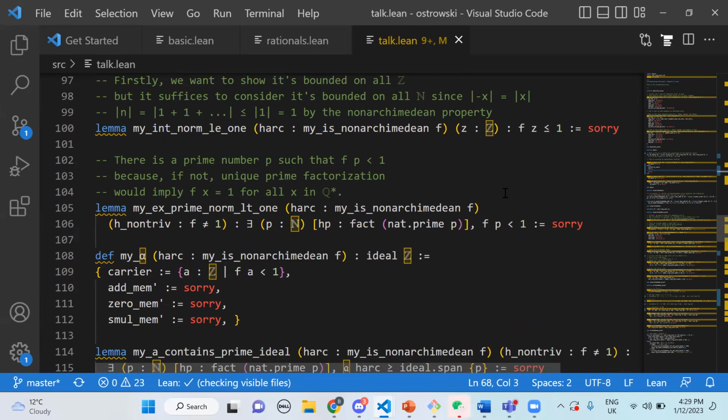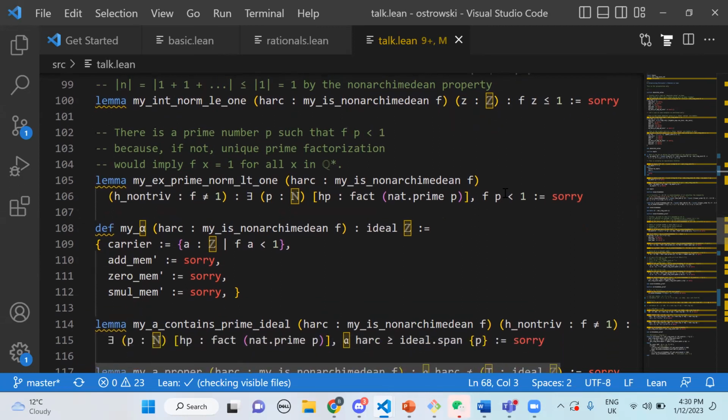Otherwise, if for every prime number the norm is equal to 1, then by prime factorization everything will be set to 1 except 0, which means that f is trivial. But our hypothesis tells us that f is non-trivial, so this can be done as well. So why do we need to consider whether there exists a prime number with norm strictly less than 1? It is because we are considering this set in the next definition, alpha.